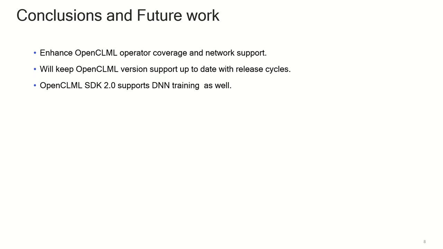So what's the future work? We have plans to enhance operator and network coverage to let most of the graphs go through the accelerated path as much as possible. OpenCLML will have newer versions coming up, and we have plans to keep TVM updated with the new releases of OpenCLML. OpenCLML version 2.0 was released recently, and it also supports DNN training too, with many backend operators implemented.